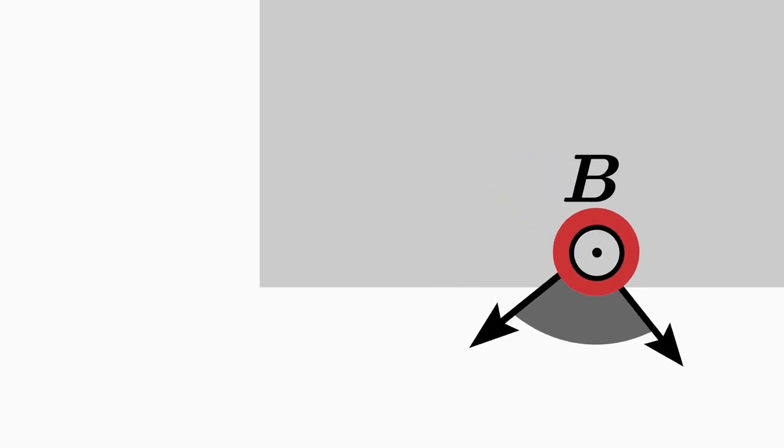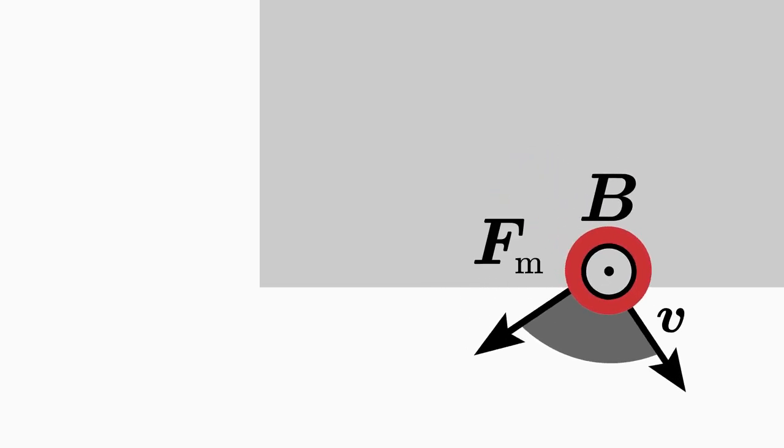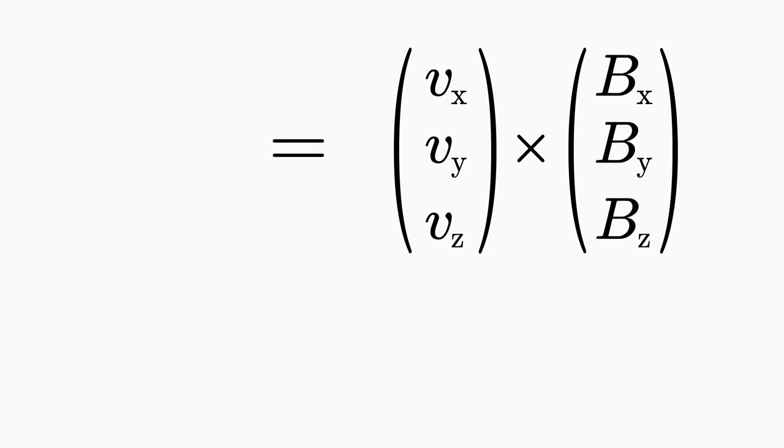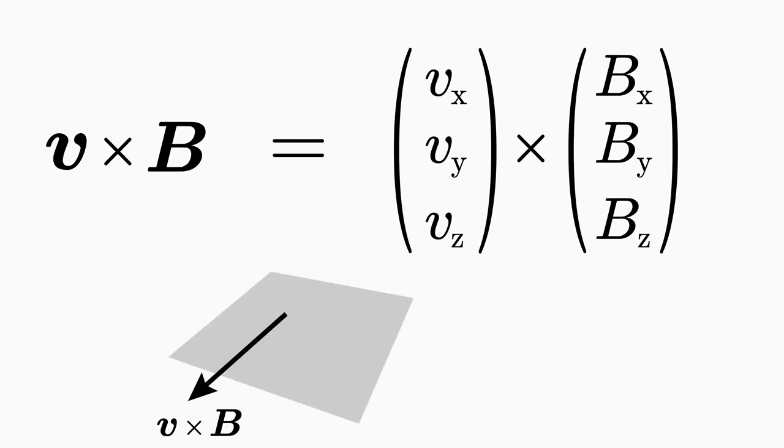If you look more closely at the deflection of the charge in the magnetic field, you will notice that the magnetic force always points in a direction orthogonal to the velocity and to the magnetic field lines. This orthogonality can be easily taken into account with the so-called cross product. The cross product of two vectors v and B is defined so that the result of the cross product v cross B, which is a vector, is always orthogonal to the two vectors v and B.